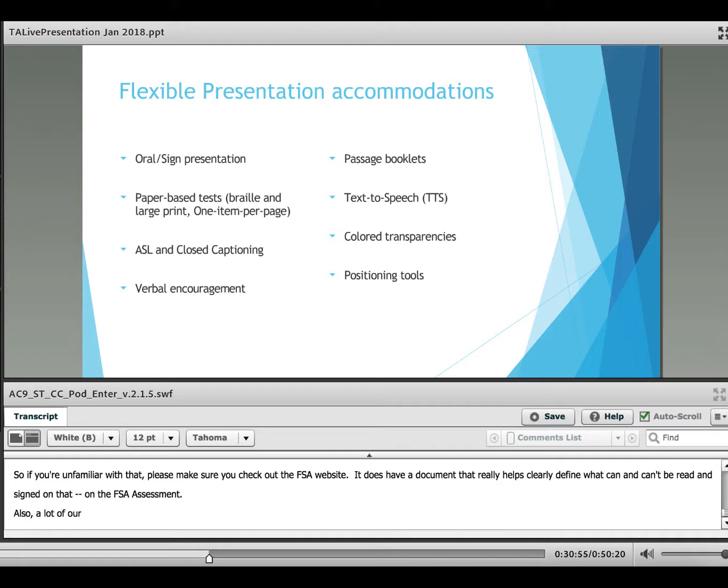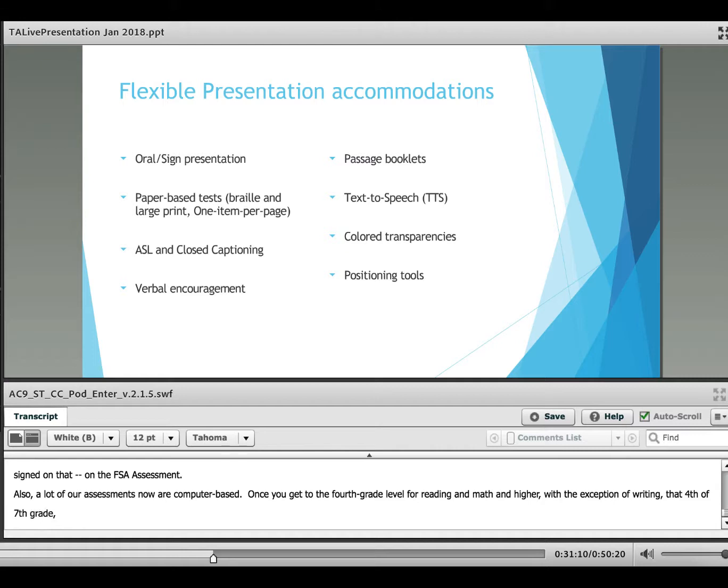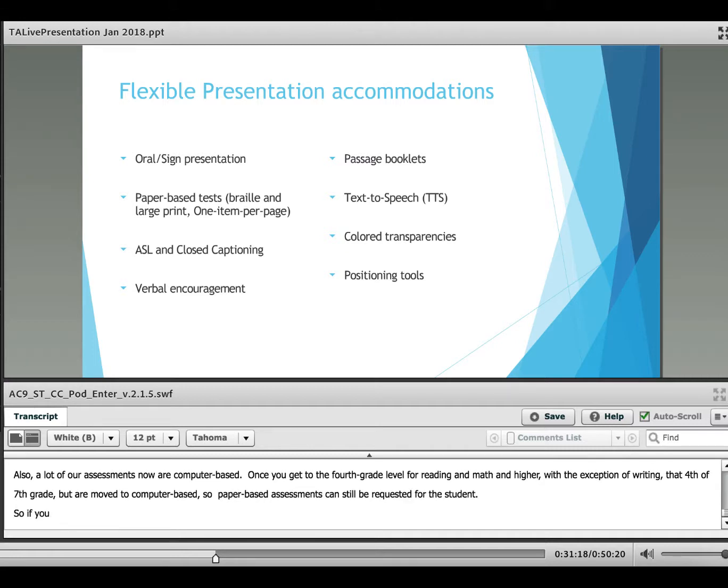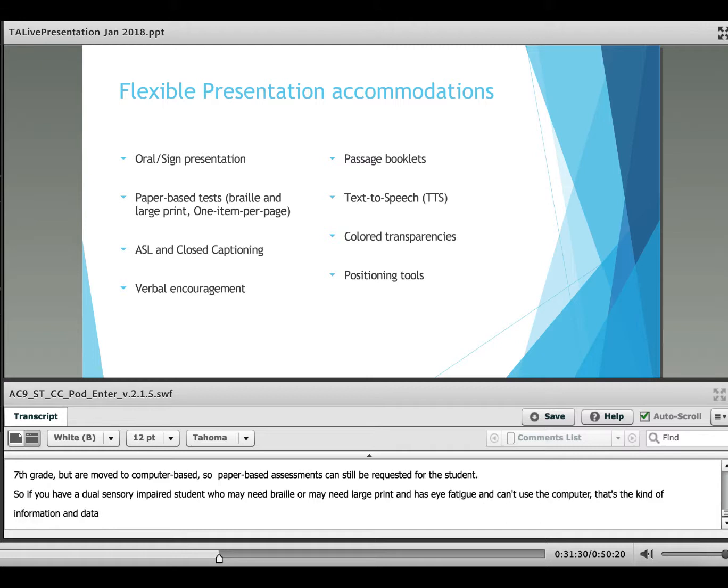Also, a lot of our assessments now are computer-based, once you get to the 4th grade level for reading and math and higher, with the exception of writing at 4th through 7th grade. Paper-based assessments can still be requested for the student. If you have a dual sensory impaired student who may need Braille or large print and has eye fatigue and can't use the computer, that's the kind of information and data we should be gathering on what the student needs are and how they're functioning in the classroom.